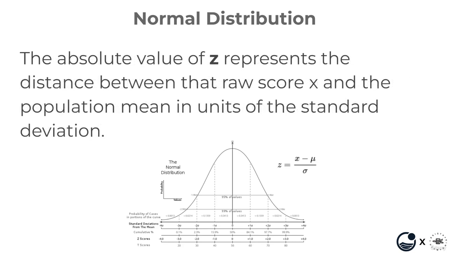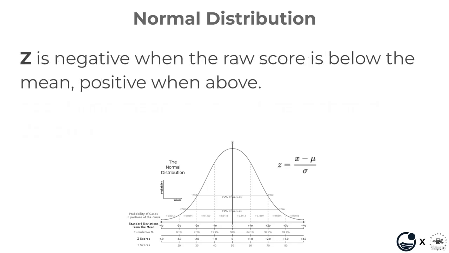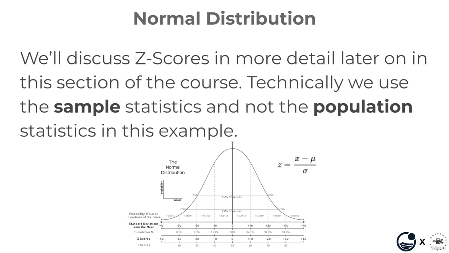values. The absolute value of z represents the distance between that raw score x and the population mean in units of the standard deviation. This is all to say that you're going to actually be able to calculate probabilities of particular x interval ranges. Z is negative when the raw score is below the mean and positive when above. And again, we're going to discuss z-scores in more detail later on in the section of the course. And this section of the course basically builds up to understanding z-scores.